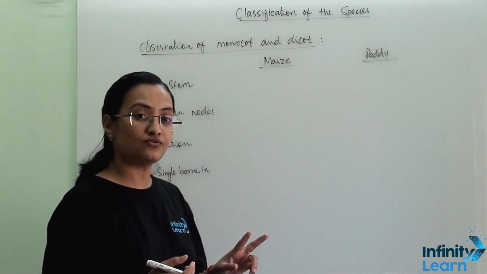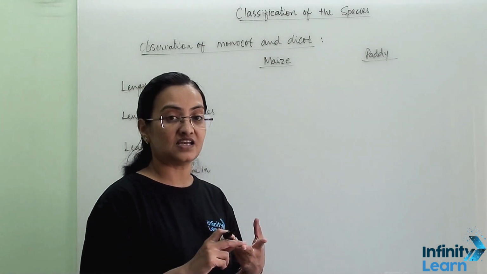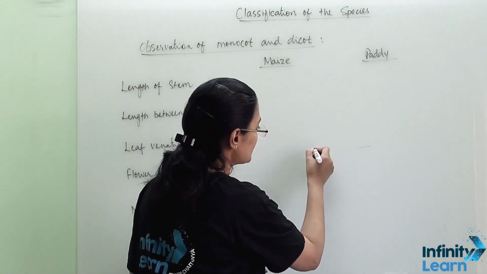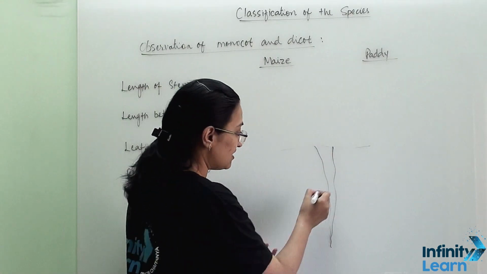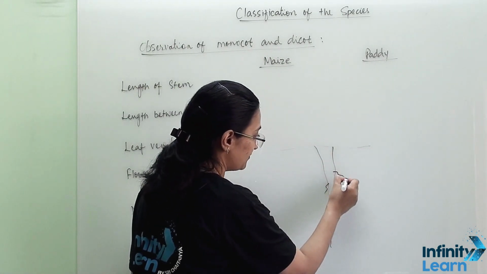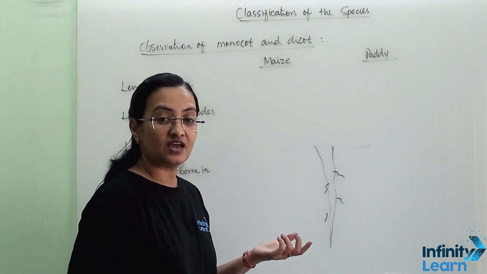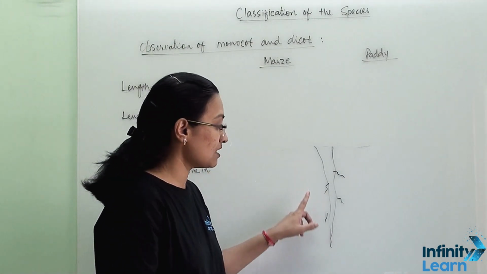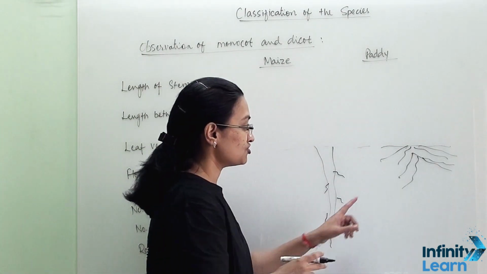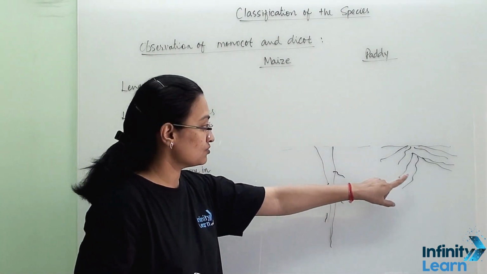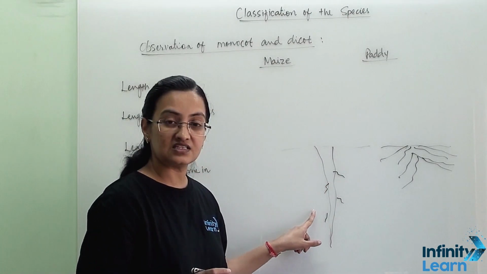There are 2 types of roots: fibrous root and taproot. Taproot means one single root will go beneath the soil and small roots will come from it. For example, spinach and carrot are examples of taproot. And for fibrous root, an example is grass. The structure of the root will be fibrous. So these are fibrous roots, whereas these are taproots.